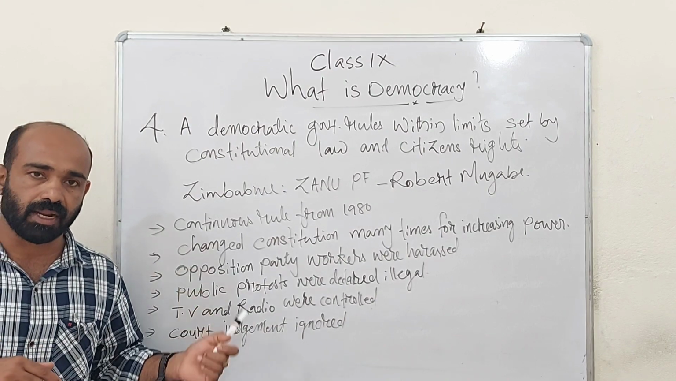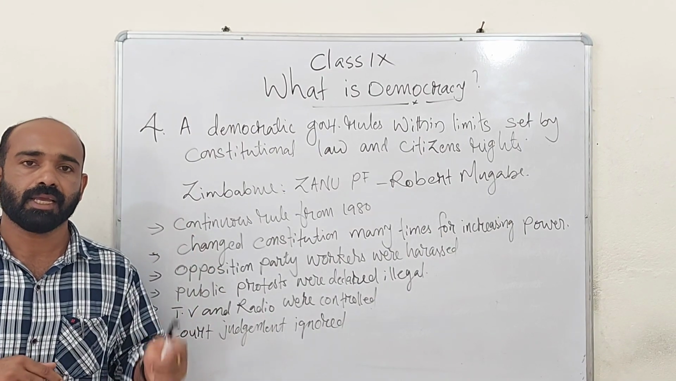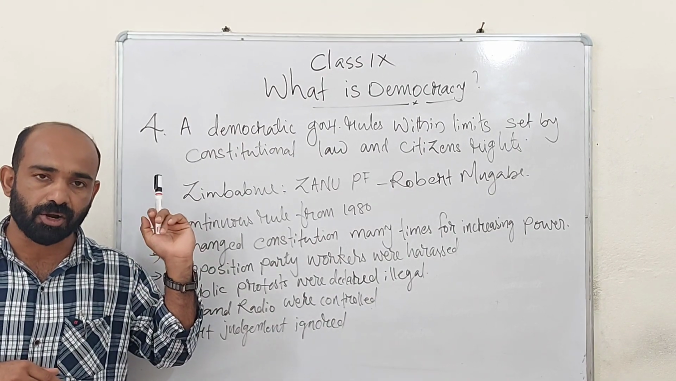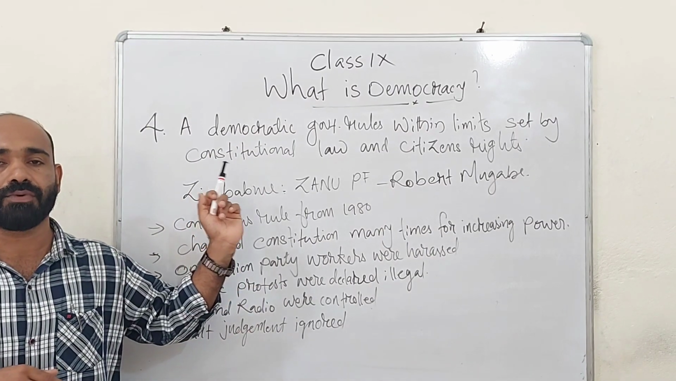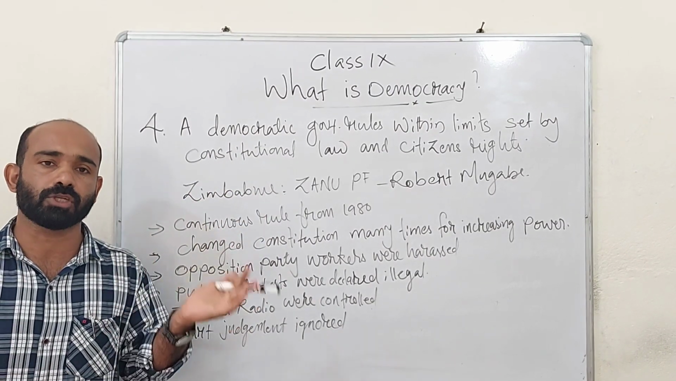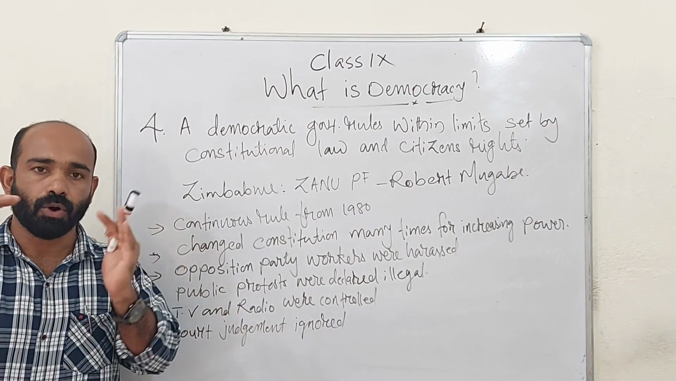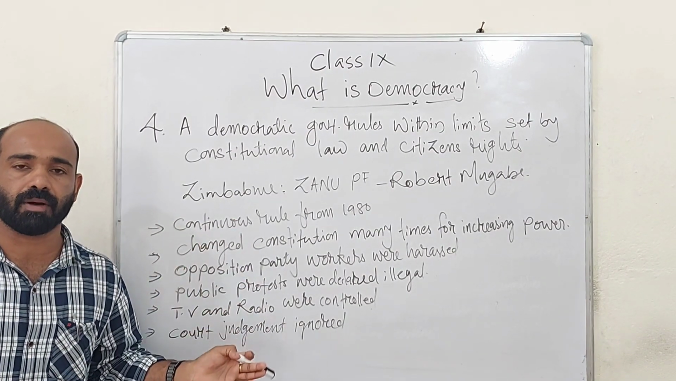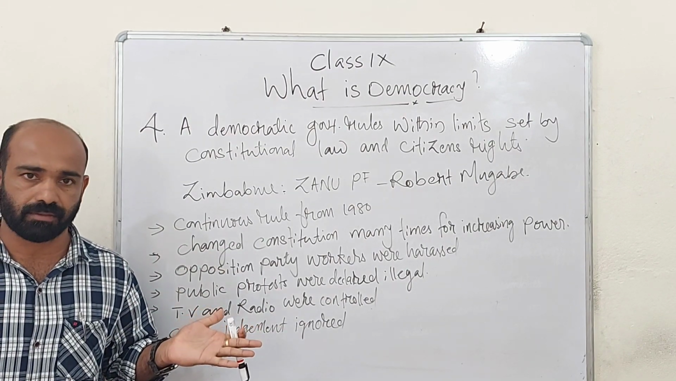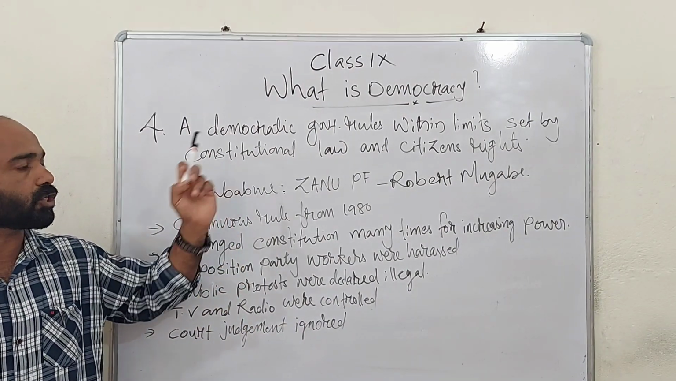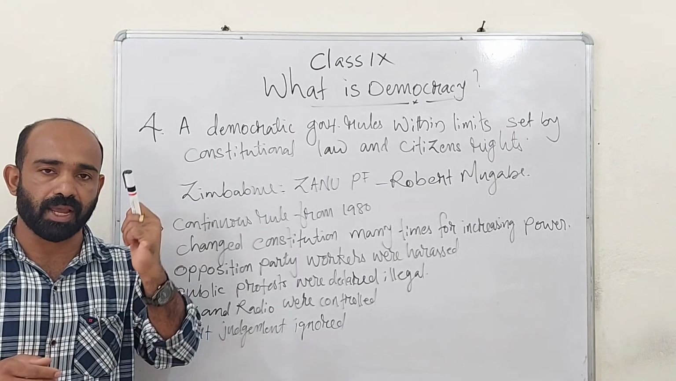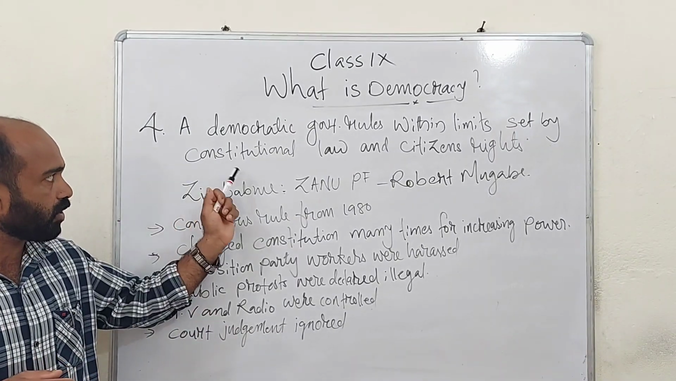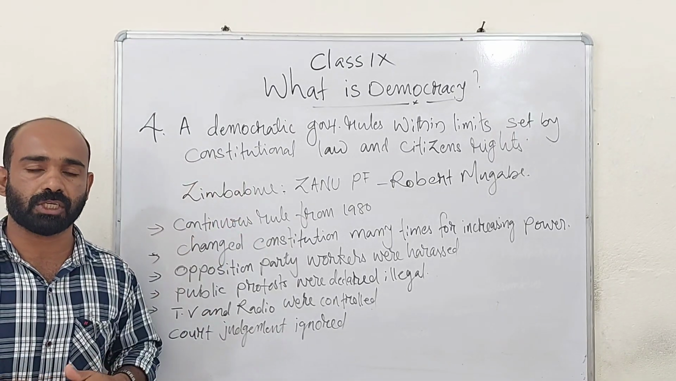So in a real democracy, a government will always follow constitutional procedures, constitutional laws, and always will try to protect the rights of the citizens. But in case of Zimbabwe, all this did not happen. And so this feature is not existing in Zimbabwe. So if a country wants to be called a real democracy, all these four features should be there.